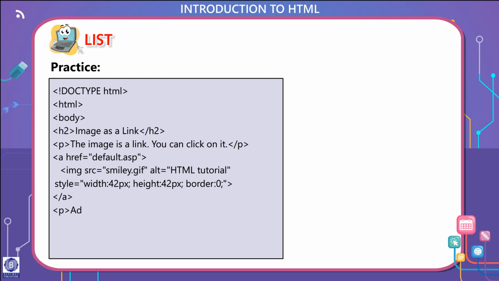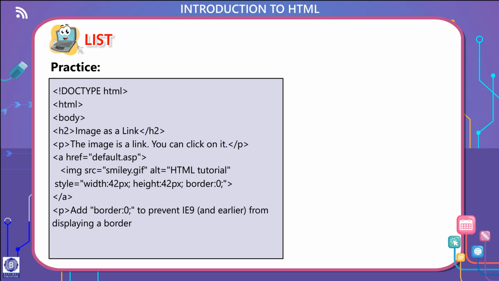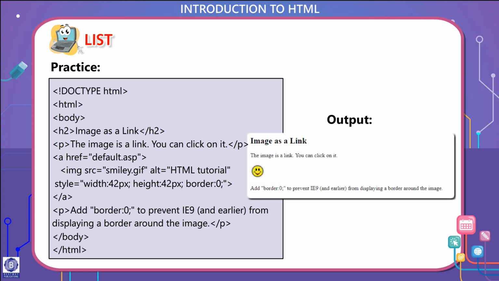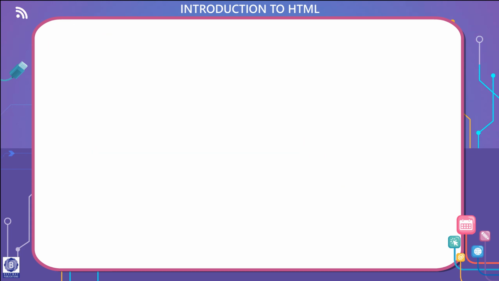<p>Add border:0; to prevent IE9 and earlier from displaying a border around the image.</p></body></html>. Output: Image as a link. The image is a link, you can click on it. Smiley. Add border 0 to prevent IE9 and earlier from displaying a border around the image.